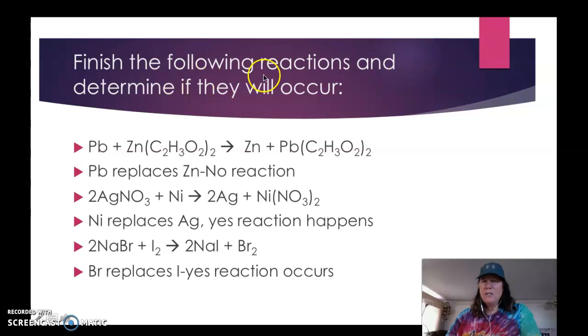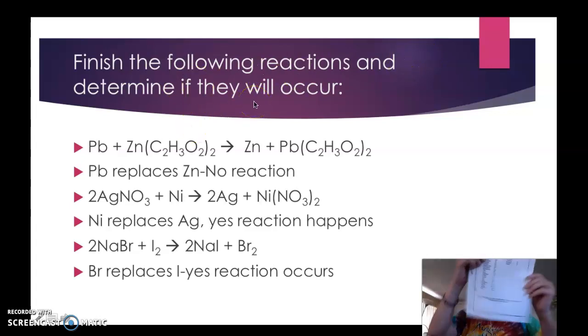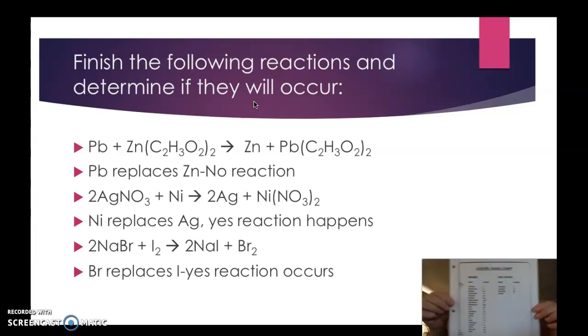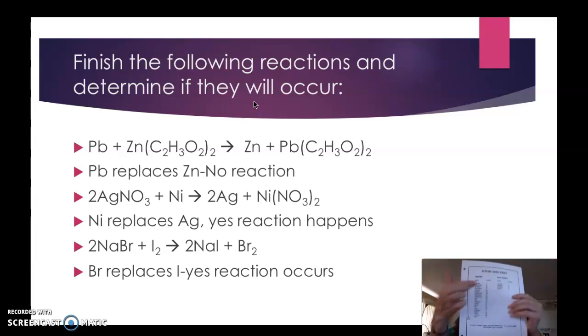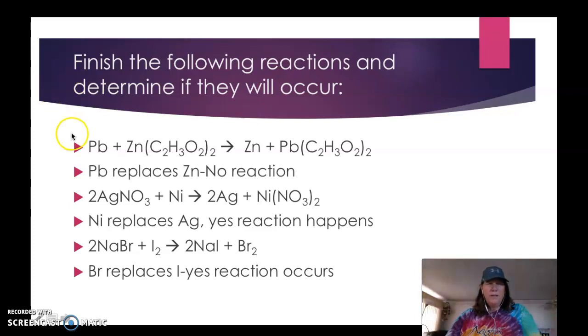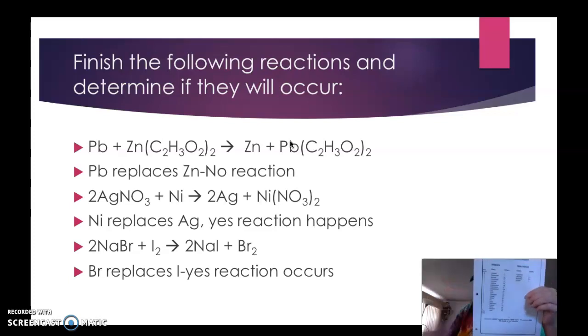These are reactions, and we use, I hope you can see this, your activity series. Remember, these guys on top will replace anything below them, but they can't replace anything above them. So if I go here and I have lead plus zinc acetate, I'm going to end up with zinc plus lead acetate. So I have to look, will lead replace zinc? And I look on this little chart, and zinc is up here and lead is down here.